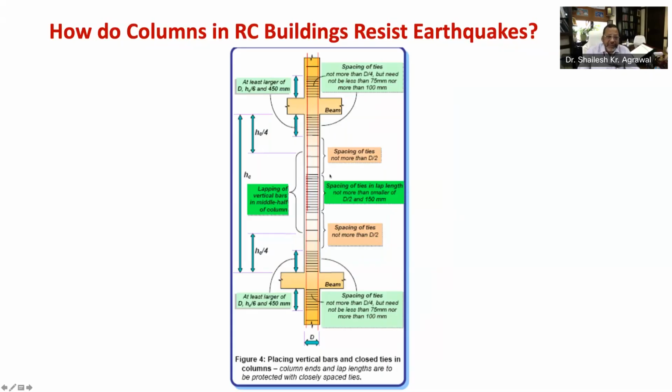The vertical spacing of ties at two ends and below beam column junction should not exceed d by 4, where d is the smallest dimension of column. That is, in rectangular column, d is the length of small side. This spacing should also not be less than 75 mm or more than 100 mm. At other locations, ties are spaced as per calculations, but not more than d by 2, where d is the smallest dimension of column.